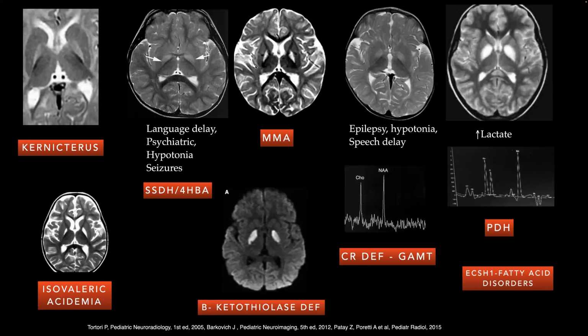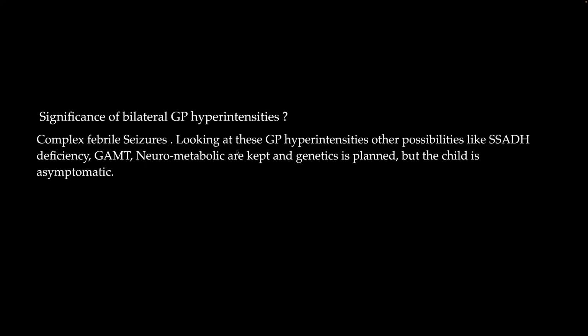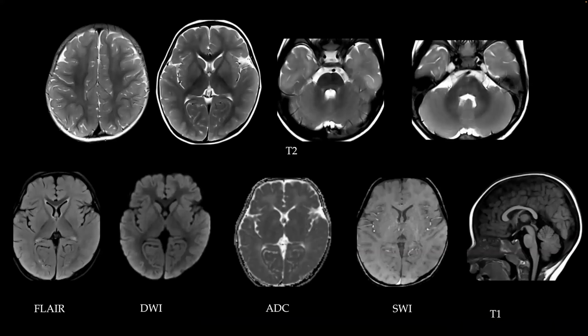There's a comment upon SCN1 related seizures. Dr. Julie, if you want to take that up. So the child does have febrile seizures starting in the first year of life, but the rest of the things, afebrile seizures, the kind of seizures, the developmental delay are not yet there. So are these GP hyperintensities significant at this age, and should I be planning a genetic evaluation?